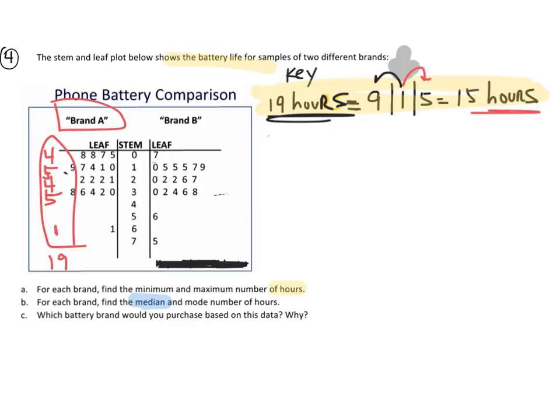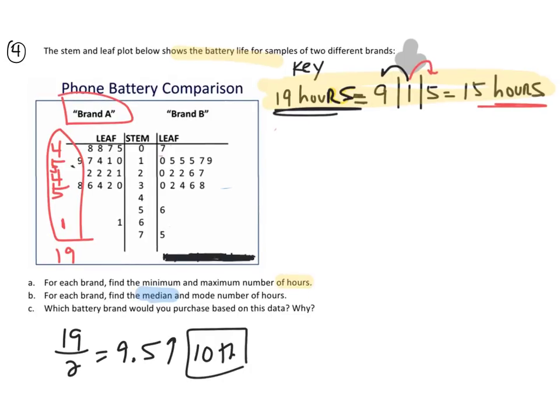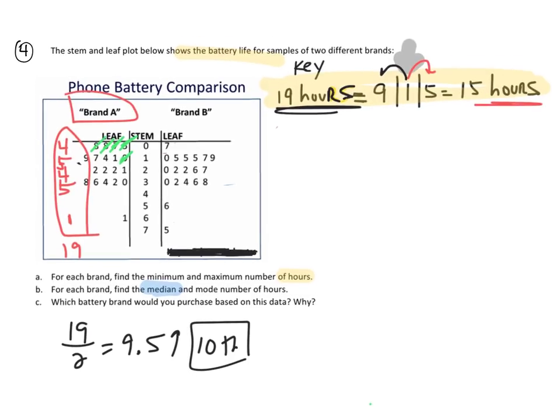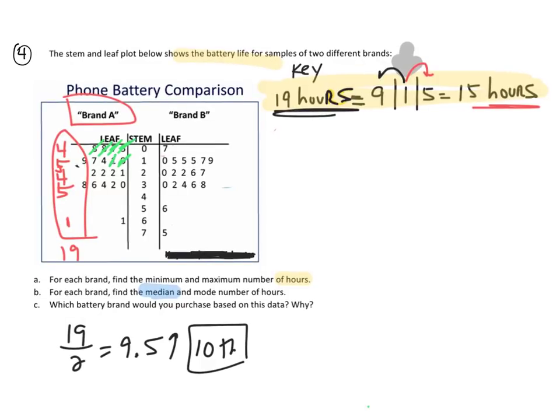So the way you find the median is you take the total number of numbers divided by 2, and in this case, since you have an odd number of numbers, you're going to round up. So here I'm going to get 10. So that means the 10th number starting from the bottom. So if I count from the bottom, the 5 would be the first. Then I have 7, 8, so I'm up to 4, 5, 6, 7, 8, 9. So it looks like the 10th would be this leaf of 1 with the stem of 2, so 21.